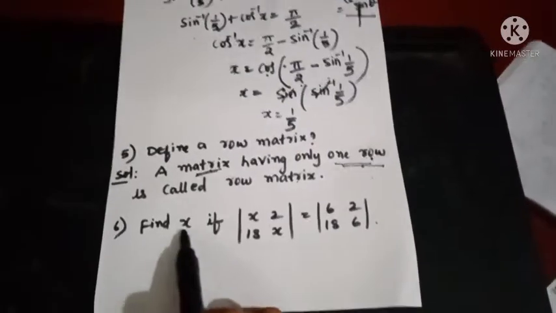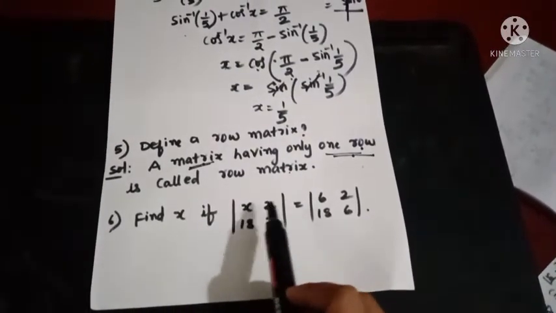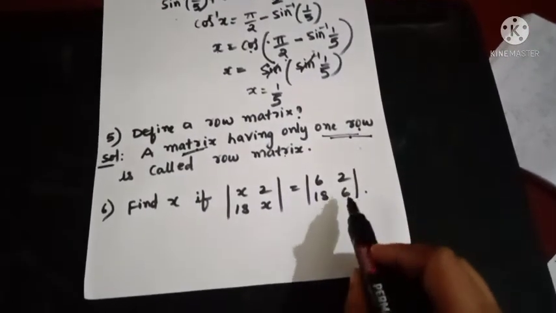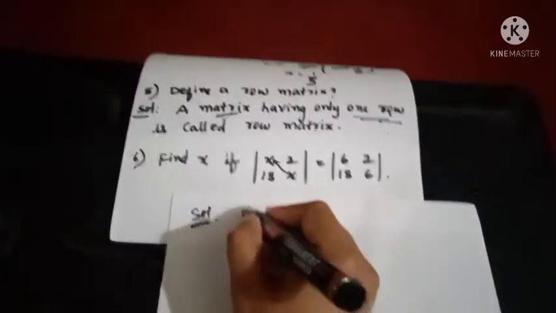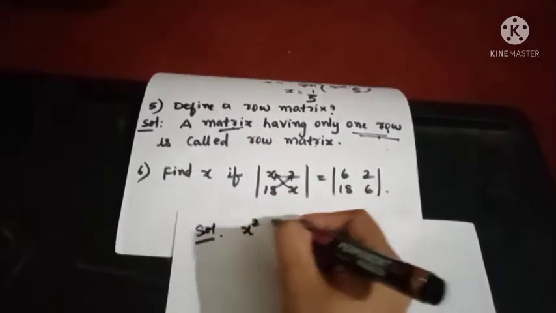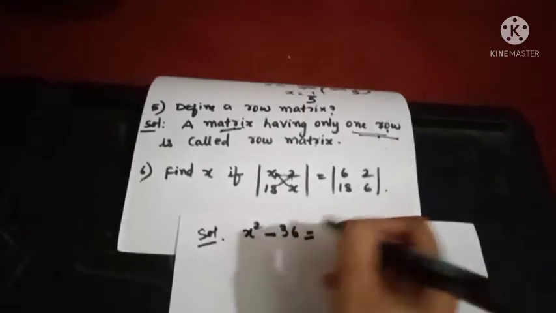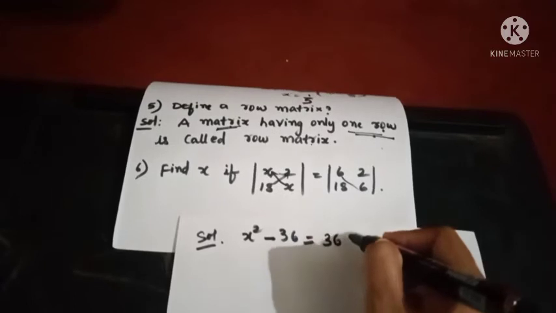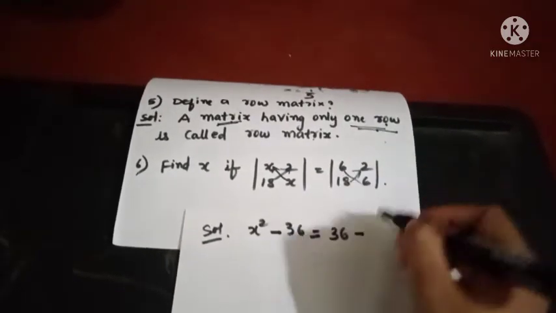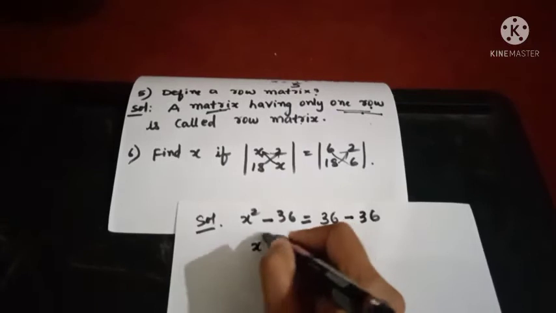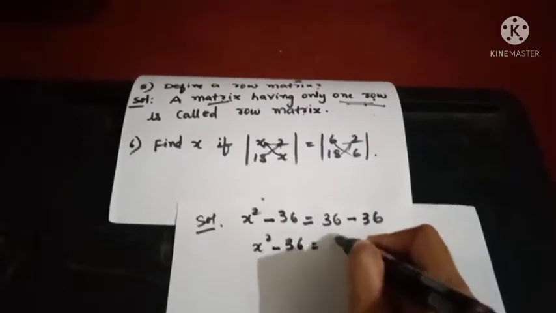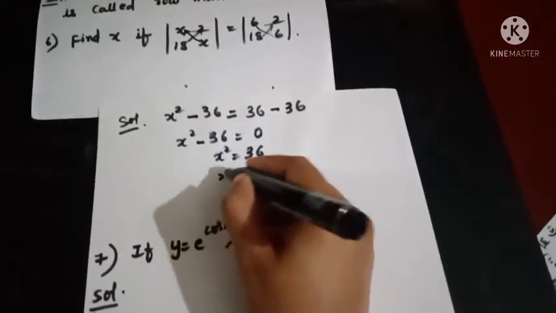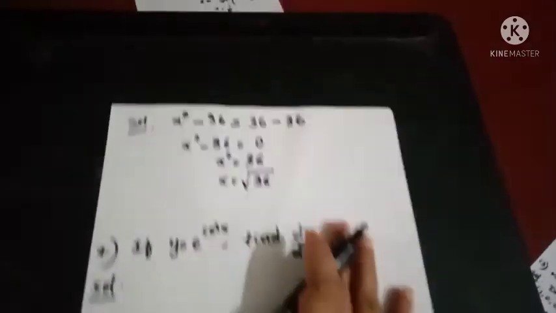Sixth question is, find x if the determinant of (x, 18; 2, x) equals the determinant of (6, 18; 2, 6). Simplify this determinant by cross multiplying: x square minus 36 equals 6 sixes are 36 minus 36. So x square minus 36 is 0. X square is 36. So x is square root of 36.